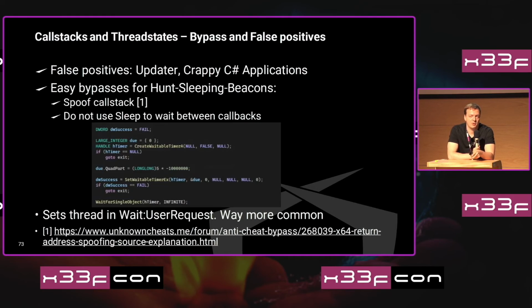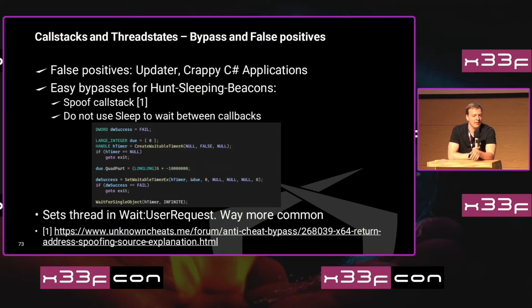I had some false positives with this approach. I had false positives with updaters, which are trying to protect themselves because they're actually behaving like a beacon. You know, they're also trying to obfuscate themselves in memory because they don't want you to reverse them. At the same time, they're also sleeping between their intervals. And I also had some false positives with very crappy C# applications.